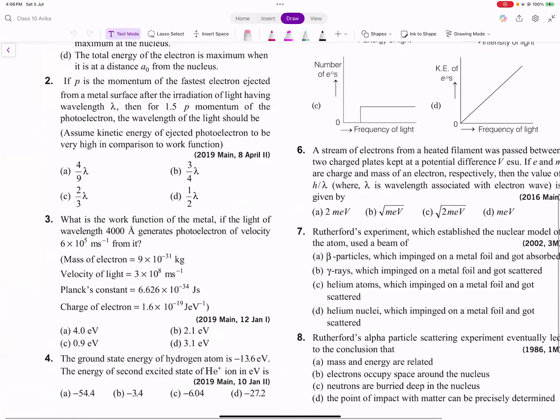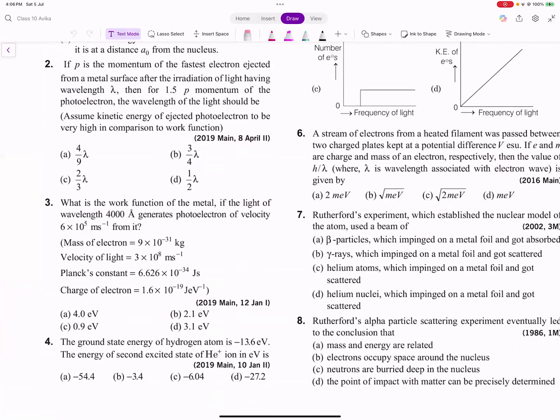Let's see what kind of questions we are getting. So I gave you that 1, 2, 4, 3. See, this was a question. What is the work function of the metal if the light of wavelength 4000 angstrom generates photoelectron of velocity from this? Work function is the minimum. And then we can do this.